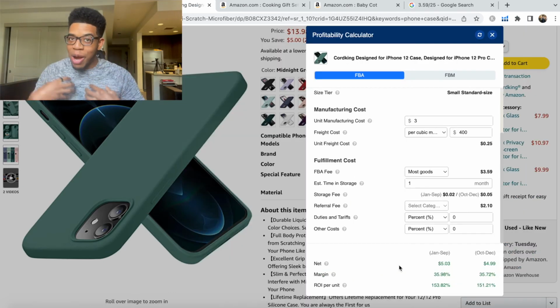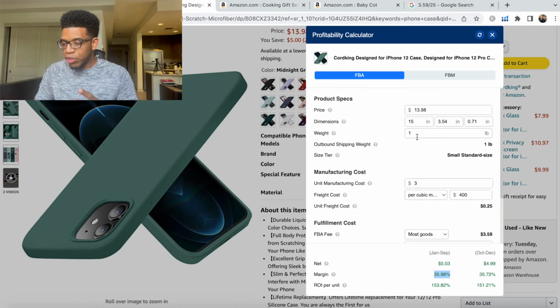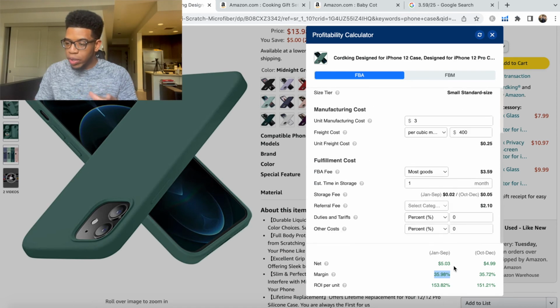Another thing, for my recommendation, I recommend selling products that have at least 30% profit margins, preferably 35. And as we see right here, this profit margin, after all this data we put in, even after we change the weight and everything else, it still has a profit margin of 35.98%. So once again, this is a great product because you will be profitable.